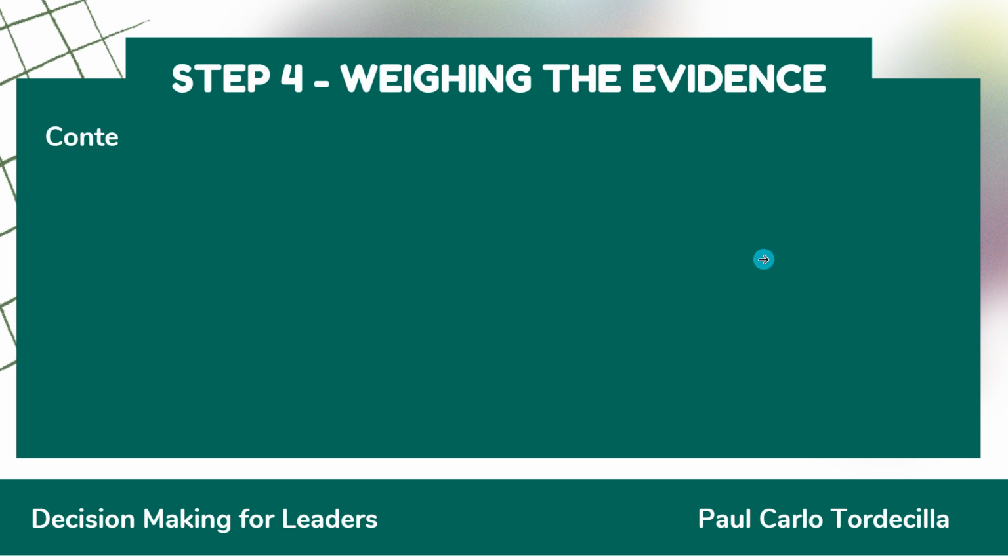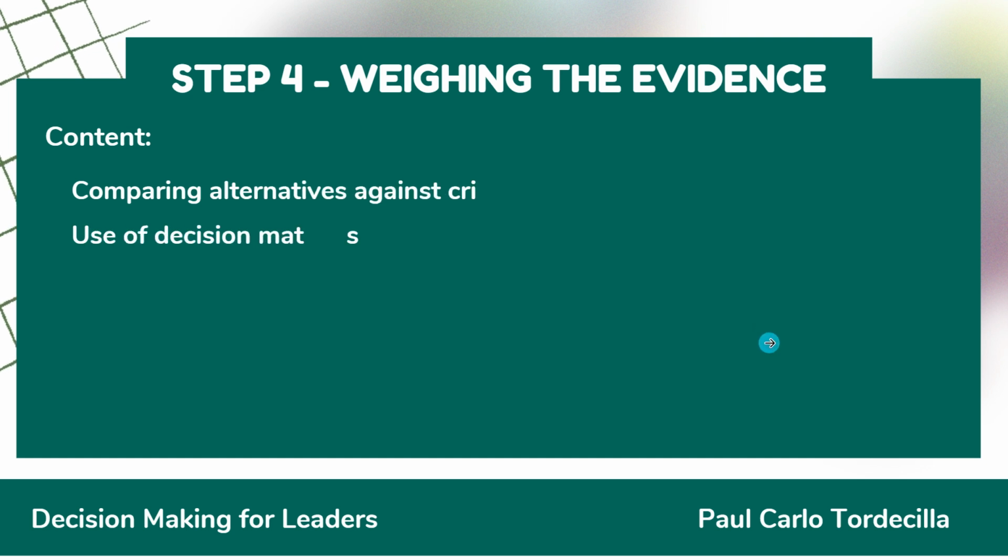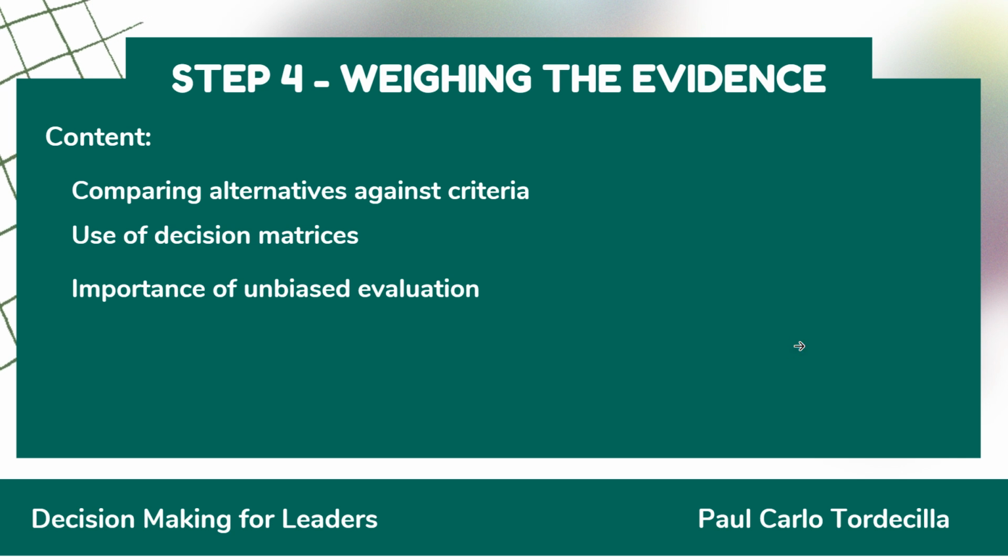In this step, you'll weigh the evidence of each alternative. This involves comparing the pros and cons of each option against a set of criteria. Tools like decision matrices can be particularly helpful here, allowing for a more objective comparison. It is crucial to maintain an unbiased perspective to ensure the best decision is made.